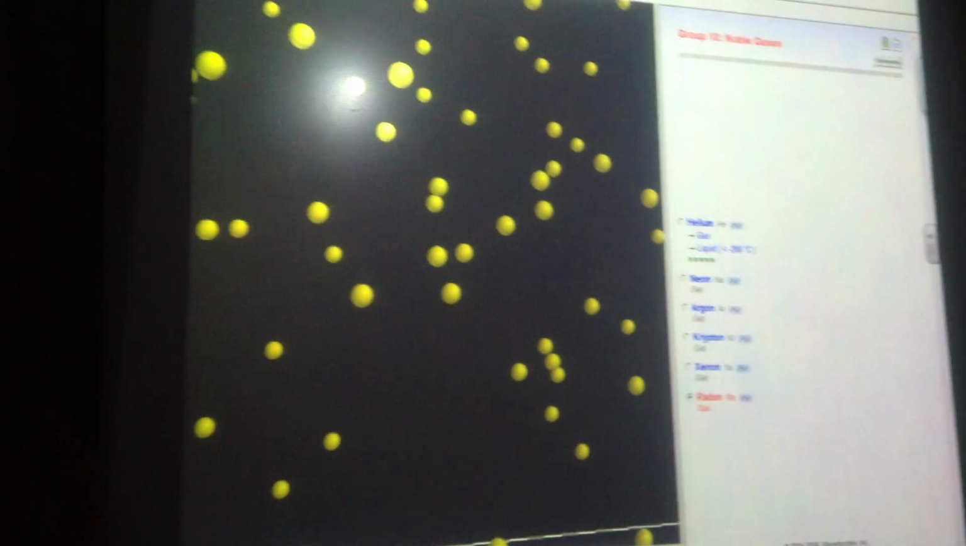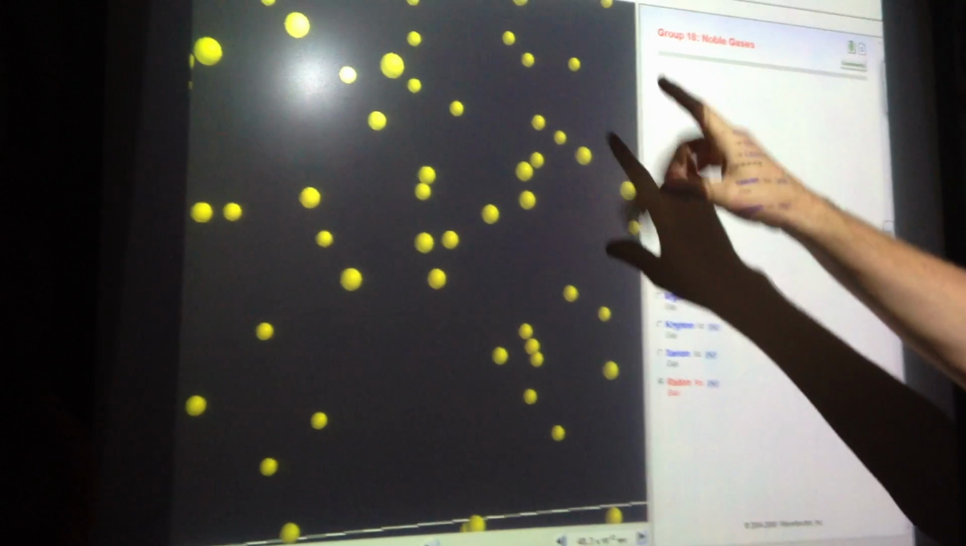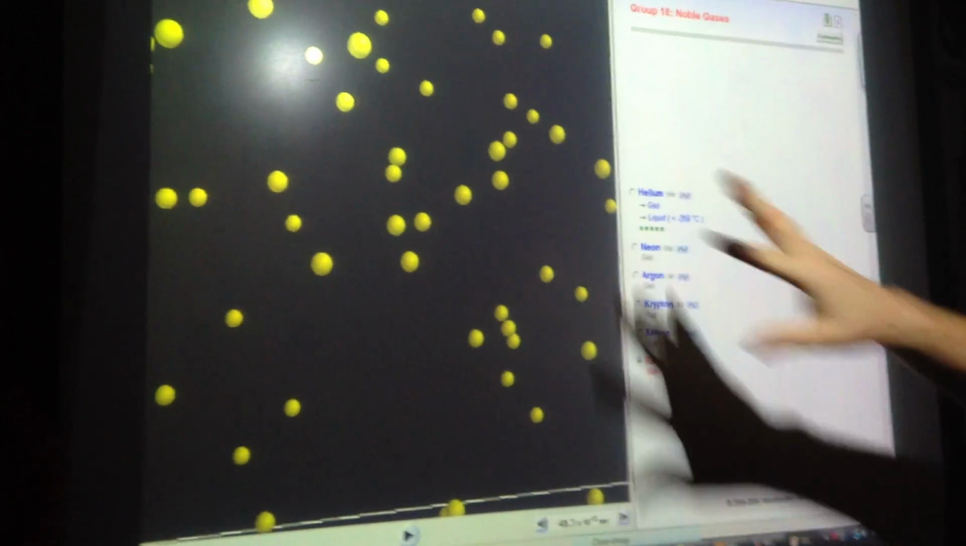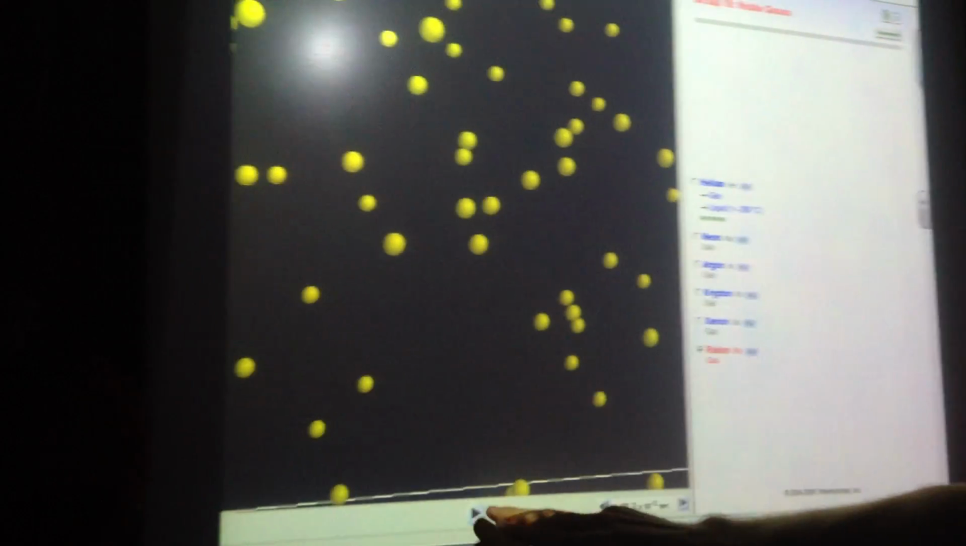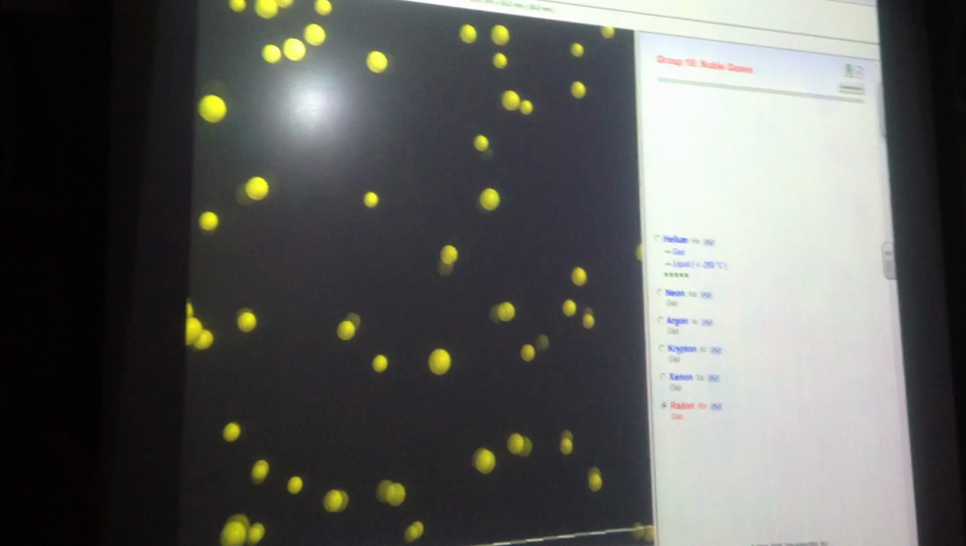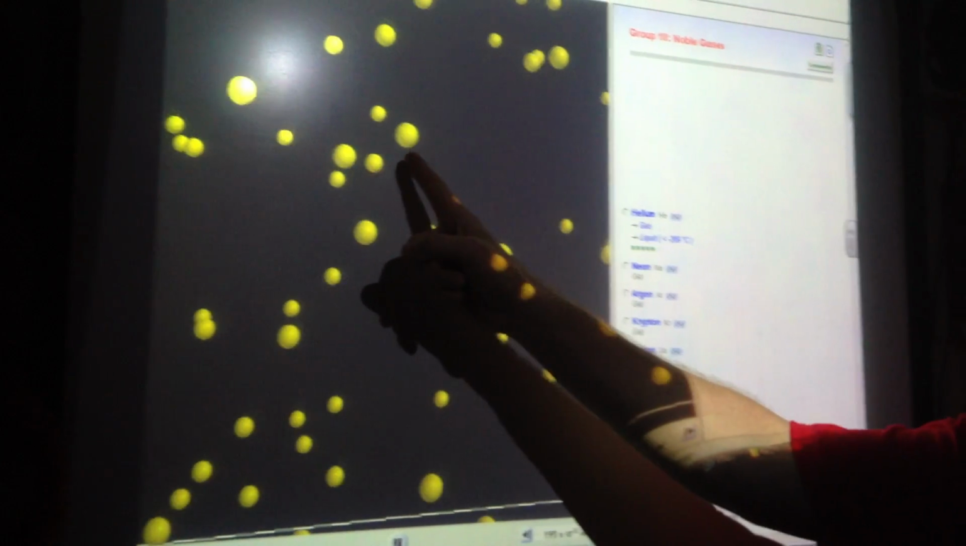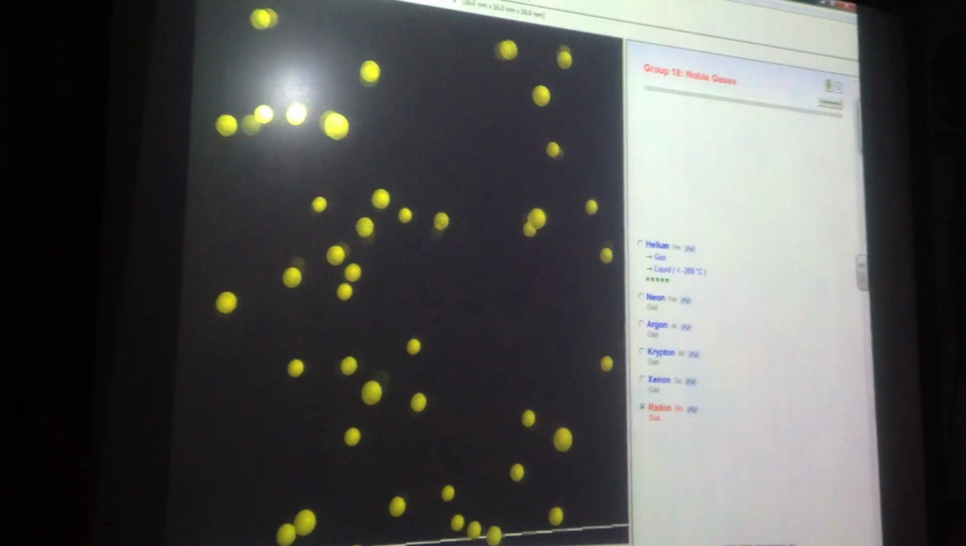So what we have here is a program called Odyssey that helps us visualize some atoms and molecules, and we'll use it from time to time throughout the year. I know we're on video, but feel free to stop me if you have a question. What we have right here are radon atoms. This is a model, a representation of radon atoms in the gas state. If we hit the play button, we can see what radon atoms would actually do if you could make yourself small enough to see them. You can see they're basically these little yellow spheres floating around.